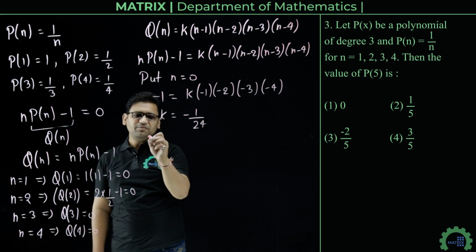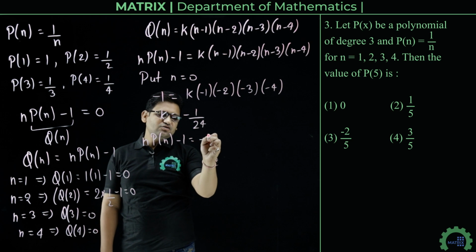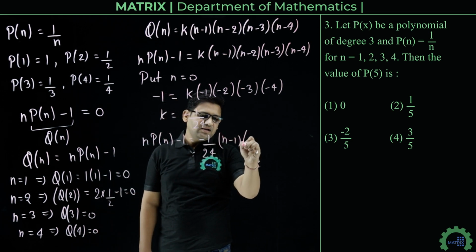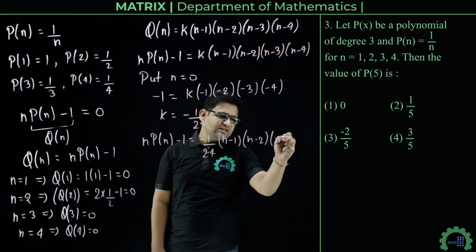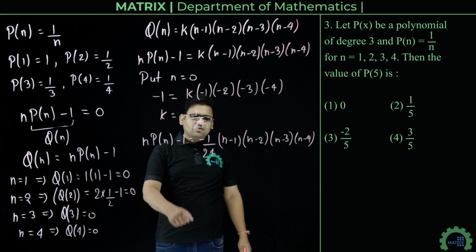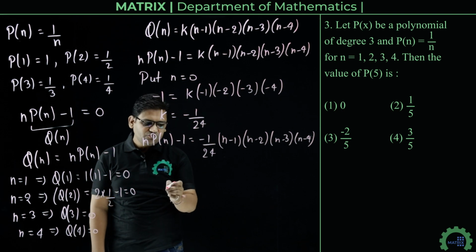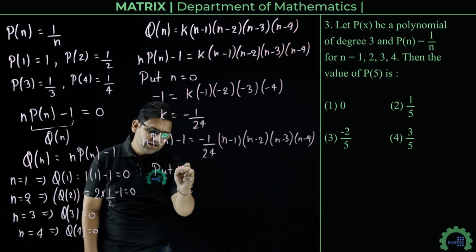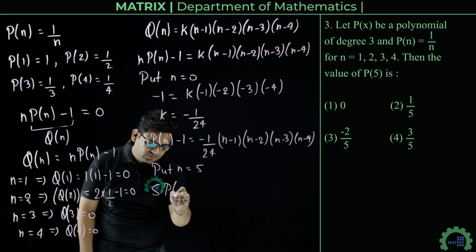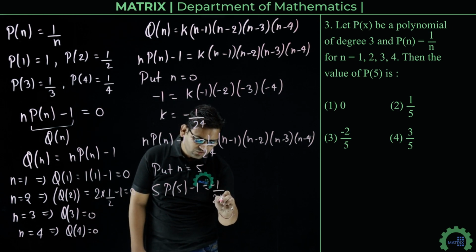So we can write n P of n minus 1 is equals to minus 1 upon 24 into n minus 1, n minus 2, n minus 3 and n minus 4. So we have to find P of 5. So what we will do? We will put n equals to 5. So 5 into P of 5 minus 1 will be equals to minus 1 upon 24.